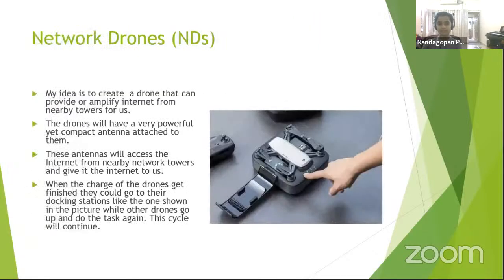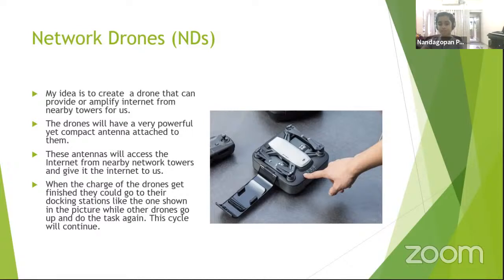So, NDs, network drones. My idea is to create a drone that can either generate or enhance the network from nearby towers and give the network to our devices on the ground level. These drones will have an antenna attached to them. The antennas will be similar to the ones found in network towers. I'm sure many of you have seen that. These antennas in the network drones will access the information from the towers and give the information to our devices.